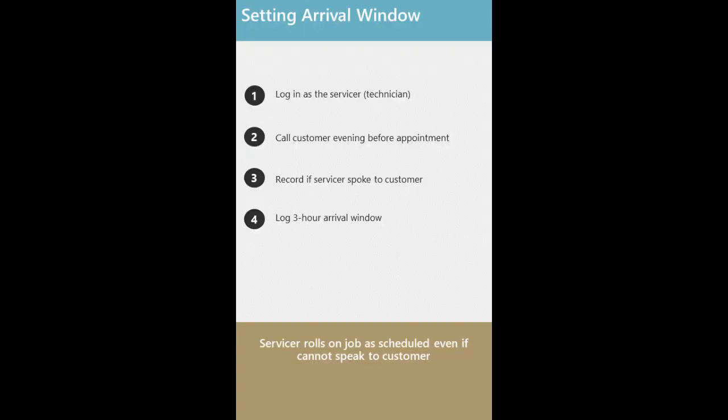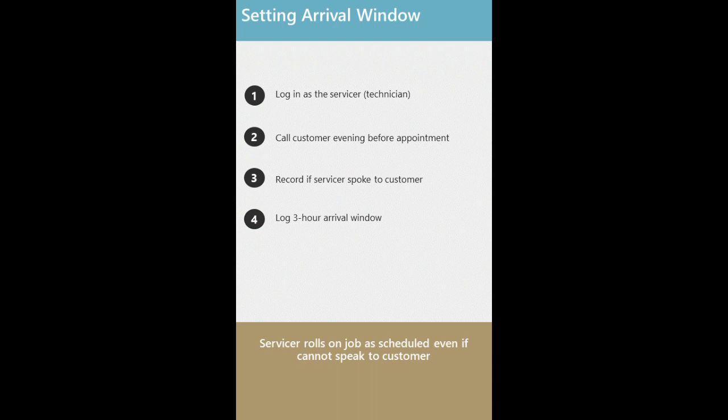Servicers can now set arrival windows using the mobile app. The servicer will need to be logged in as the individual servicer and use the date selector to navigate to the next day's jobs. Per our existing process, the servicer will call the customer the evening before the appointment and provide a 3-hour arrival window.